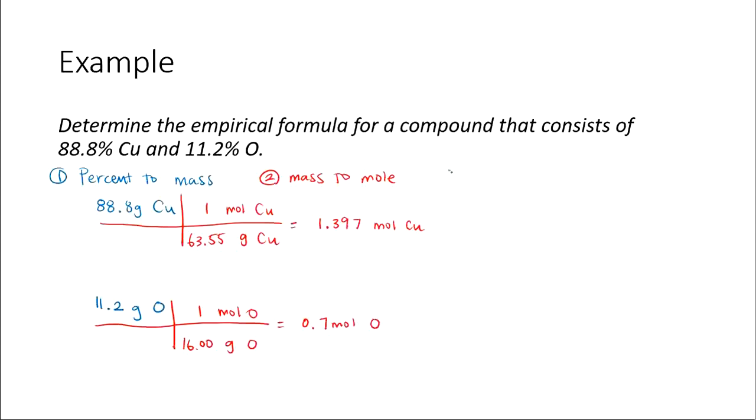The third step is to divide by small. So out of these two numbers, 1.397 and 0.7, which one is the smaller value? The 0.7. So I am going to divide both numbers by 0.7. And this gives me my mole ratio.